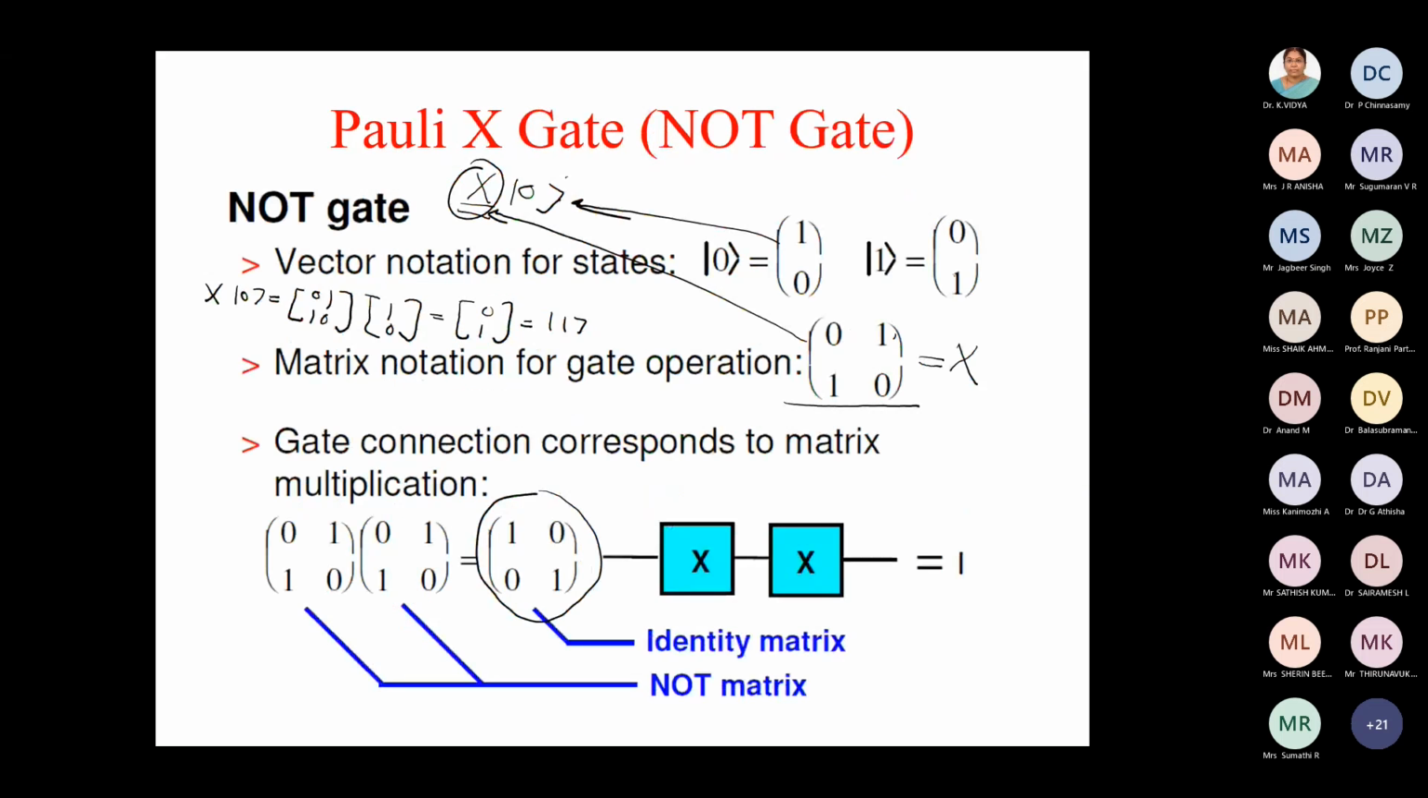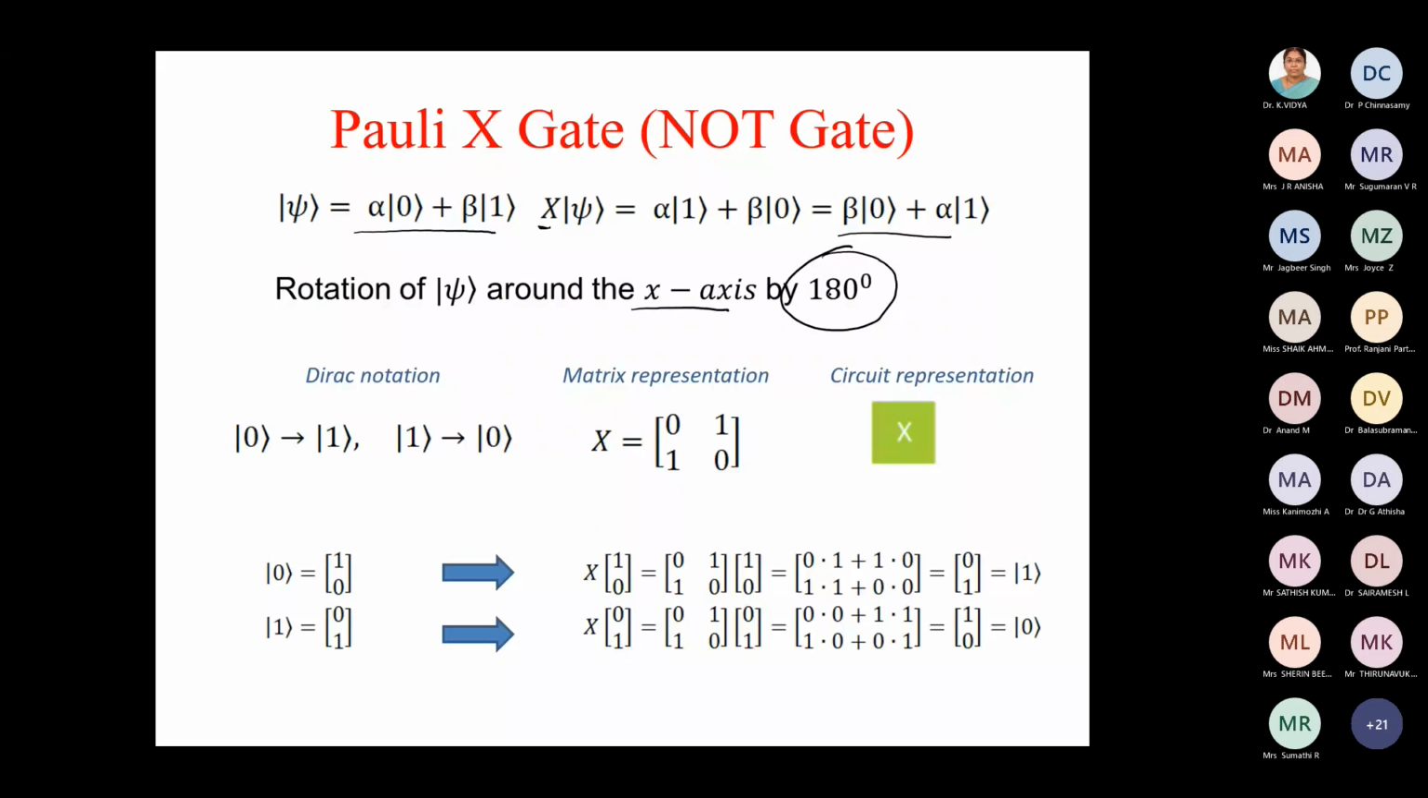So X gate is rotation around X axis by 180 degree. So these are Dirac notation, meaning what is the effect of this on basis states. So if I apply X gate on 0 state, then I get this. So in case of single qubit, basis states are 0 and 1. So how does it change the basis states? This is the matrix representation and circuit representation. And this thing we have already seen, that if you apply X on 0 state, then you get 1. If you apply X on 1 state, then you get 0.